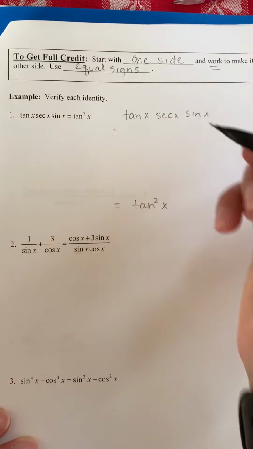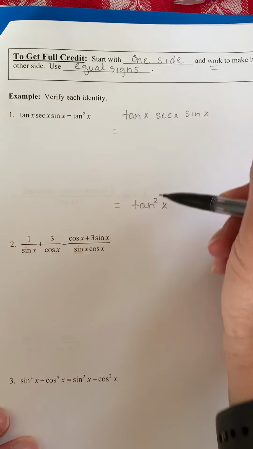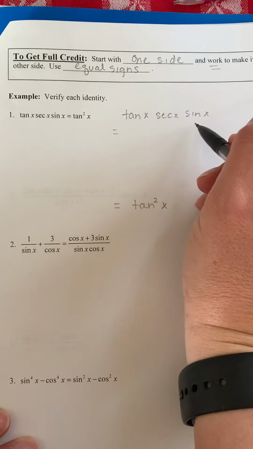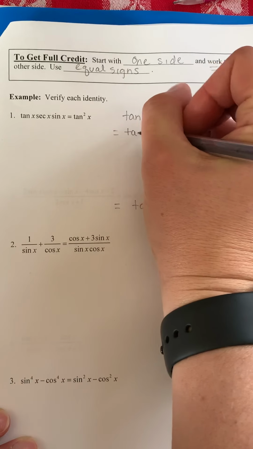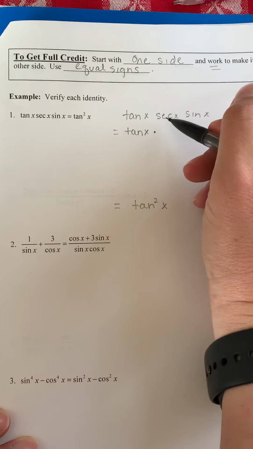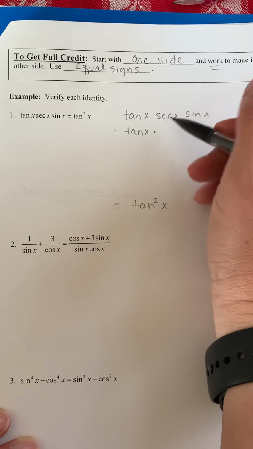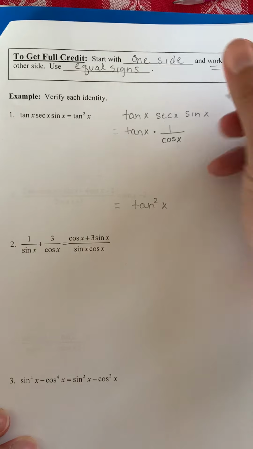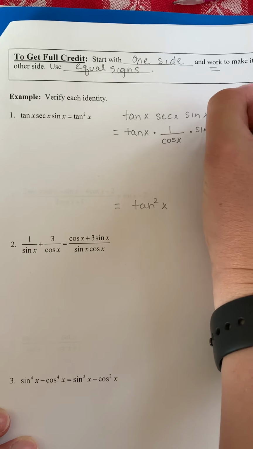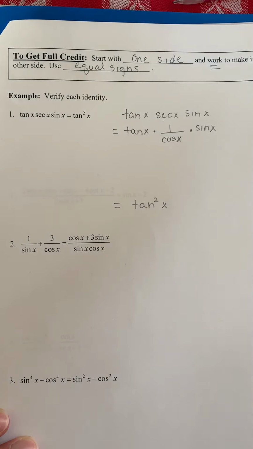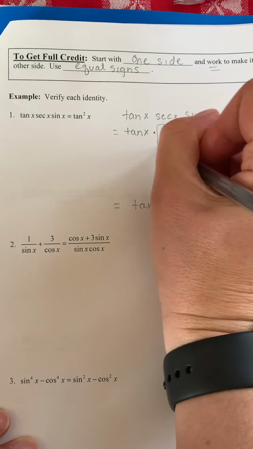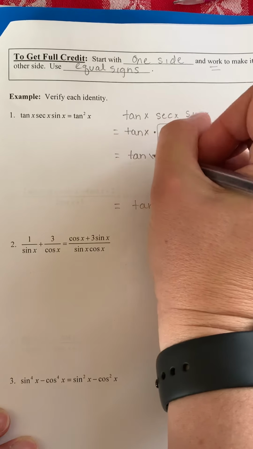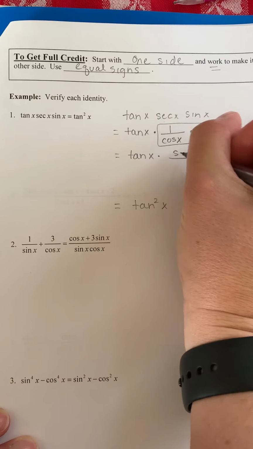All right, so we could leave this tangent x alone because the bottom line is we're trying to change this part into another tangent. So I'm gonna go ahead and do that. Okay, we know that the reciprocal of secant is 1 over the cosine. And then sine we're going to leave alone, okay? All right, that's good news for us because this we can go ahead and multiply and get sine over cosine.